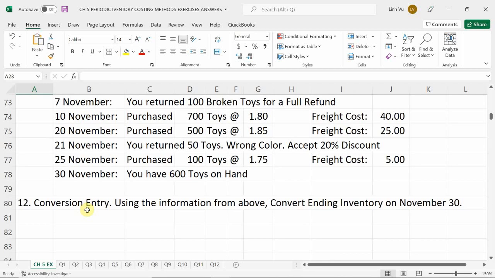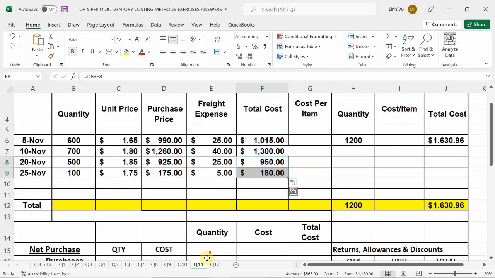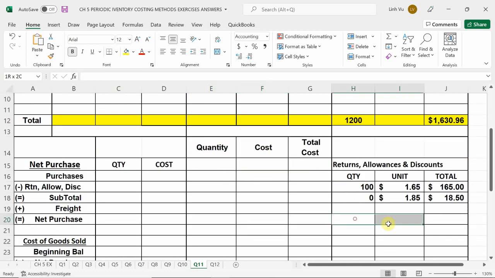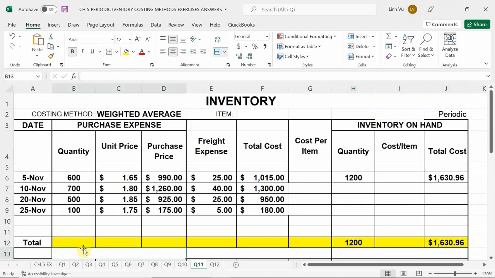So now that I've reached the end of my scenario here, I'm at November 30th, and we have a total of 600 toys on hand. Okay. So in this case, all I need you to do is just sum up your total purchases and sum up your total returns. Okay. So let's go ahead and do the purchases first.